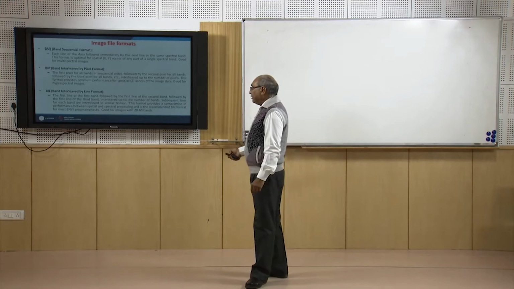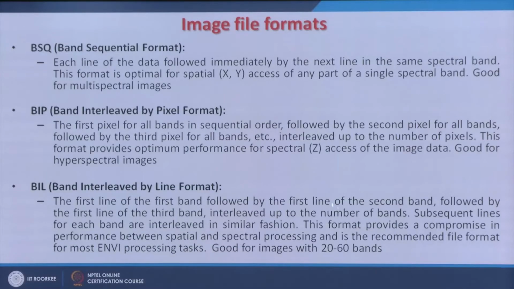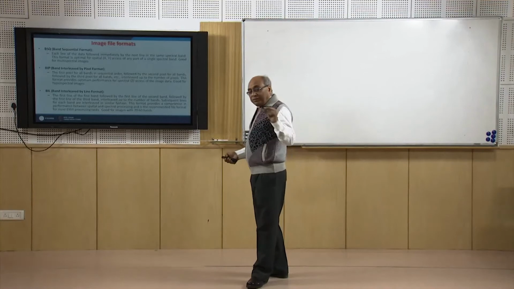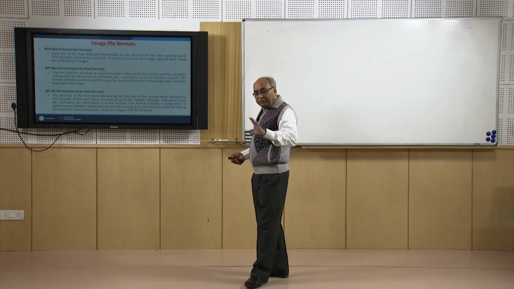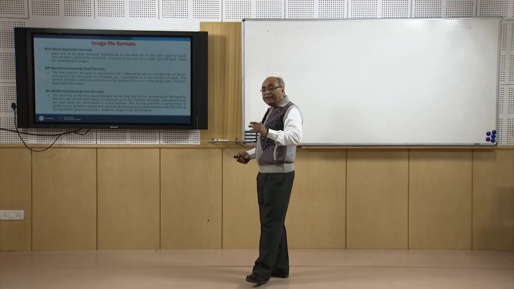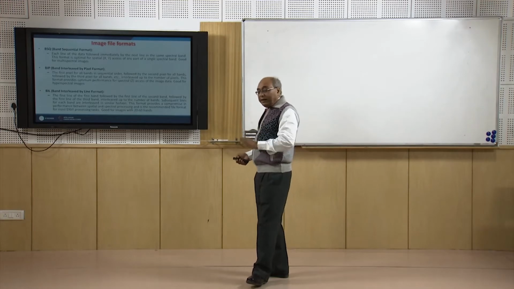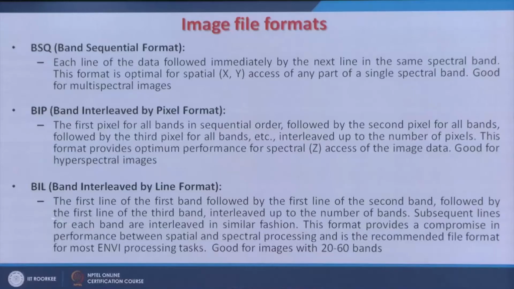So, the first line of the first band followed by the first line of the second band followed by the first line of the third band, interleaved up to the number of bands. So, if there are 4 bands, then all first lines of all 4 bands are written first in sequence, then second line of all 4 bands are written, and likewise. So, subsequent lines for each band are interleaved in similar fashion.